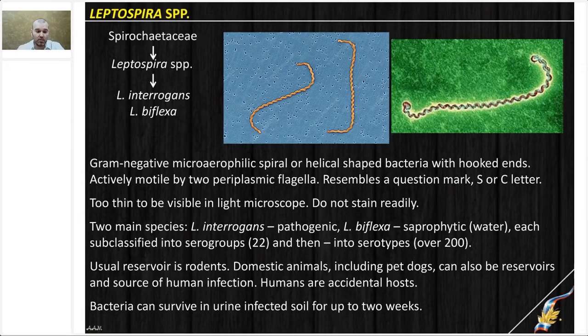Leptospira has a very complex antigenic structure, and it is classified into 22 serogroups and more than 200 different serotypes. Serotyping is important in epidemiologic studies, and different countries are endemic for different serotypes. So in usual medical practice, identification to species is enough and significant to make the diagnosis and initiate proper treatment.